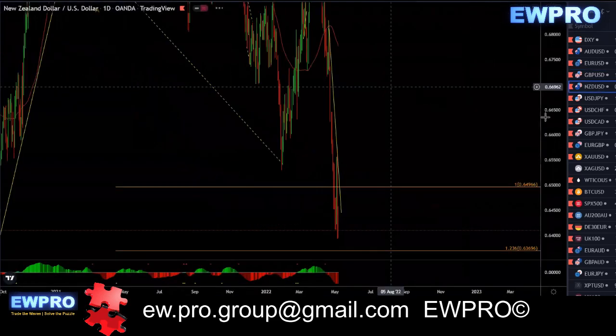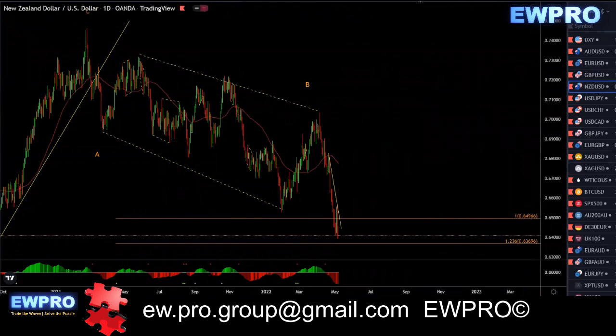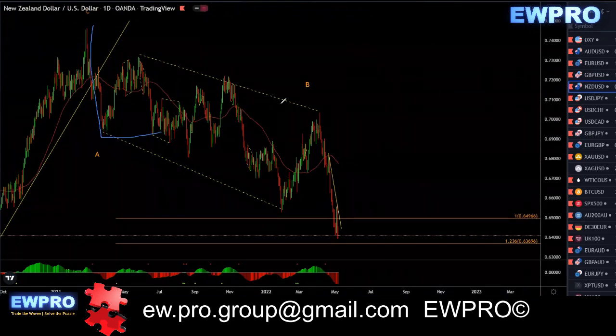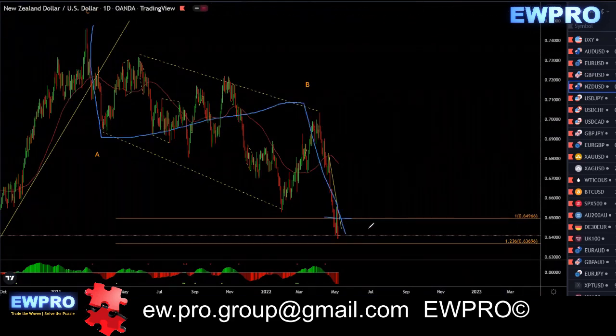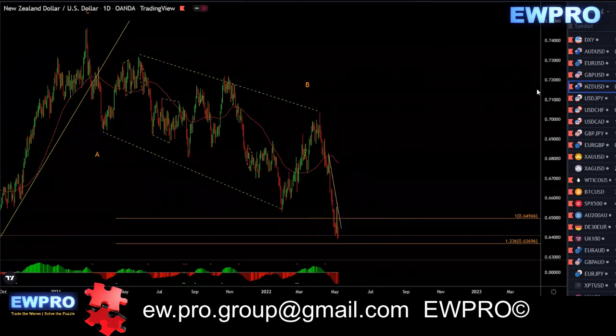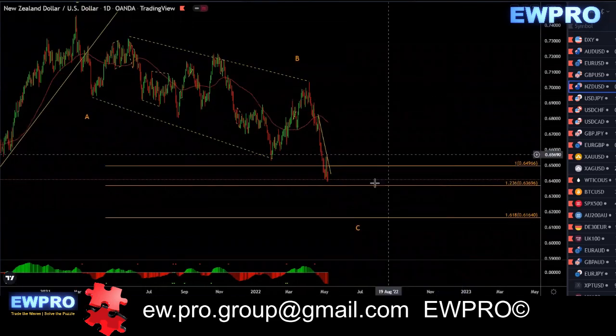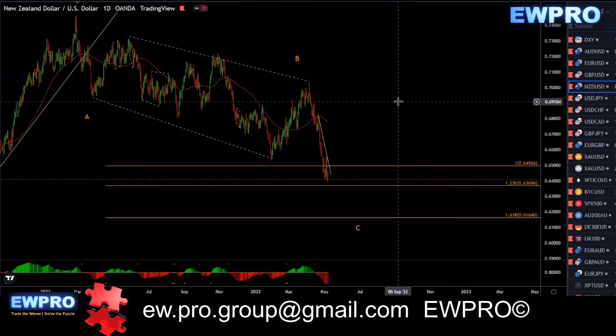And on the daily, we're looking at that A, B, C. It's gone past 100 pip. It's broken clean past 100 pip, and we don't have any bullish divergence. So this, again, can get down to that 161.8.